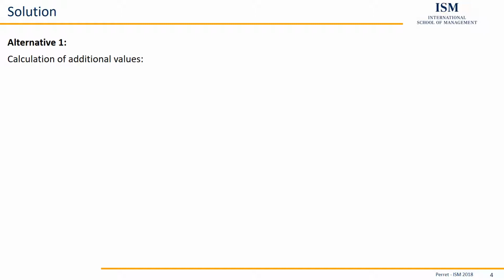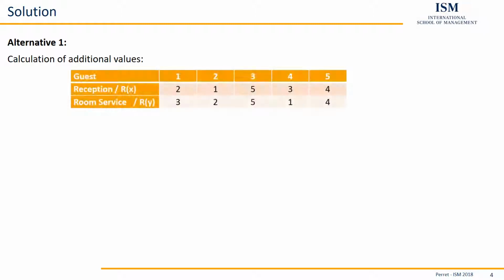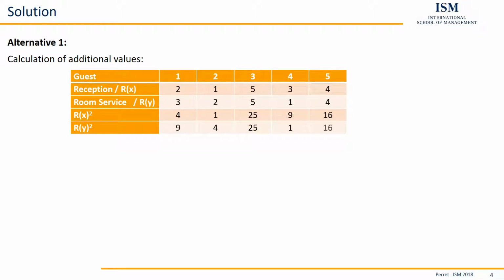For this, we have two possibilities. First alternative: we just apply the Pearson correlation coefficient to our rank data. In this case, we take the table and add one additional row where we just square the ranks of X. So we go 2 to the power of 2, 1 to the power of 2, and so forth for the other ones. And then we do the same thing for Y. We just square all the ranks of Y. Finally, in the last row we multiply the ranks of X and the ranks of Y. So we have 6, 3, 25, 3, and 16.